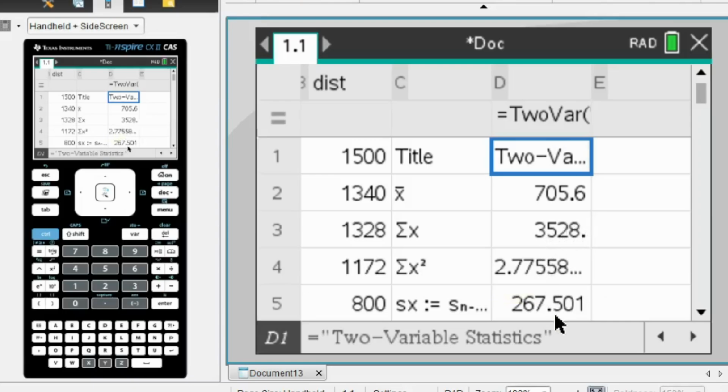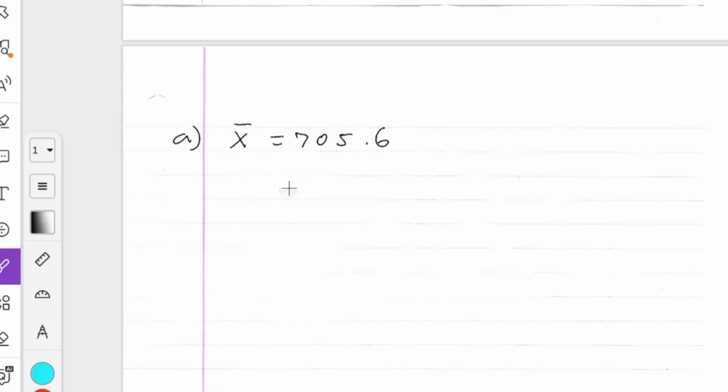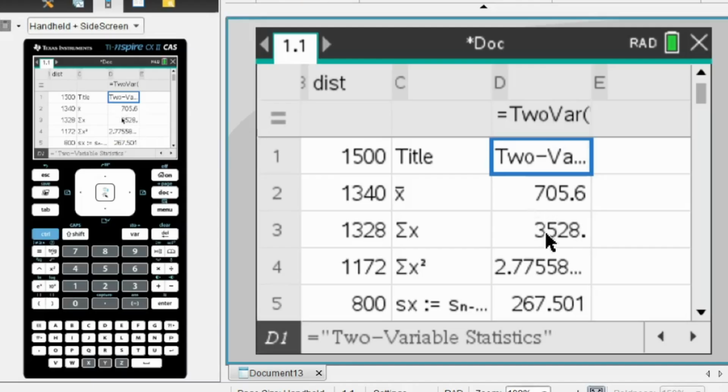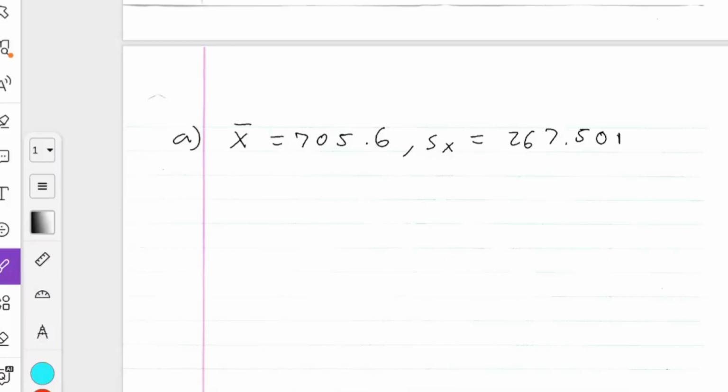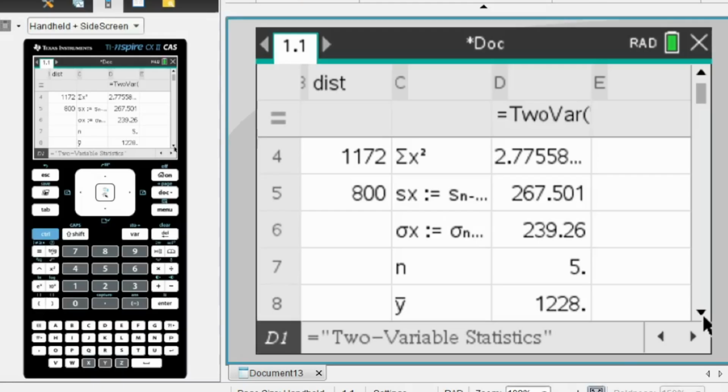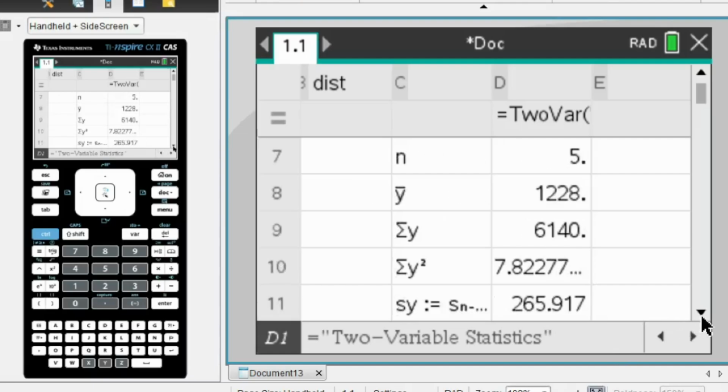Let's see, the standard deviation of x is equal to 267.501. And then we need a y bar. So let's go down. Y bar is 1228. And the standard deviation of y is equal to 265.917.